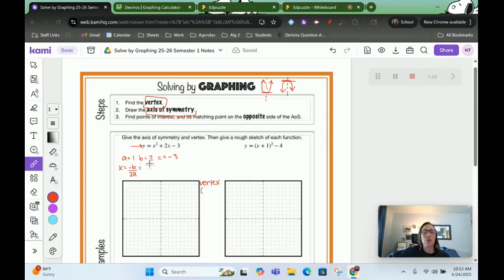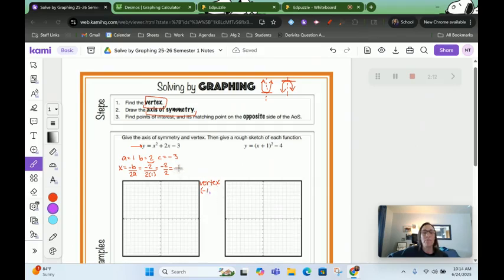-b means you're going to take the opposite of b. So the opposite of +2 would be -2. And then the bottom would be 2 times a, which is 1. And that gives me -2 over +2, which simplifies to -1. So the x point on my vertex is at -1. Now we need to find our y point.